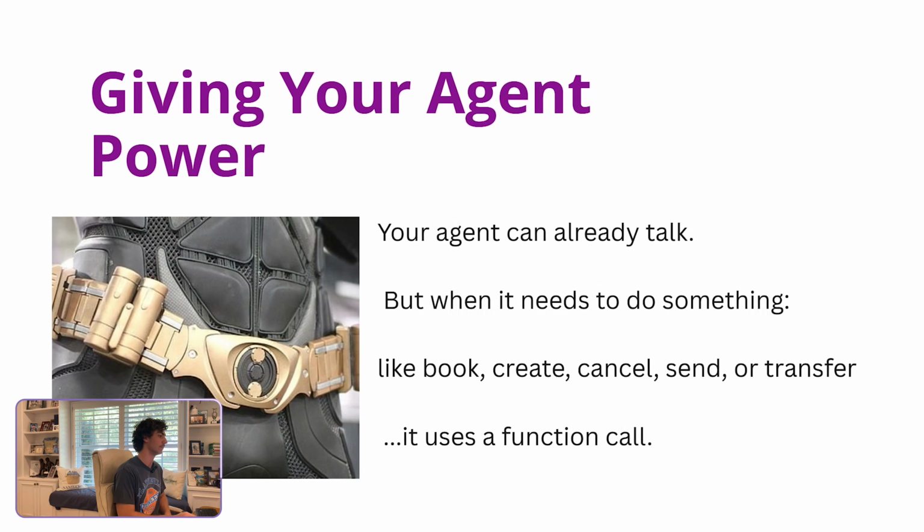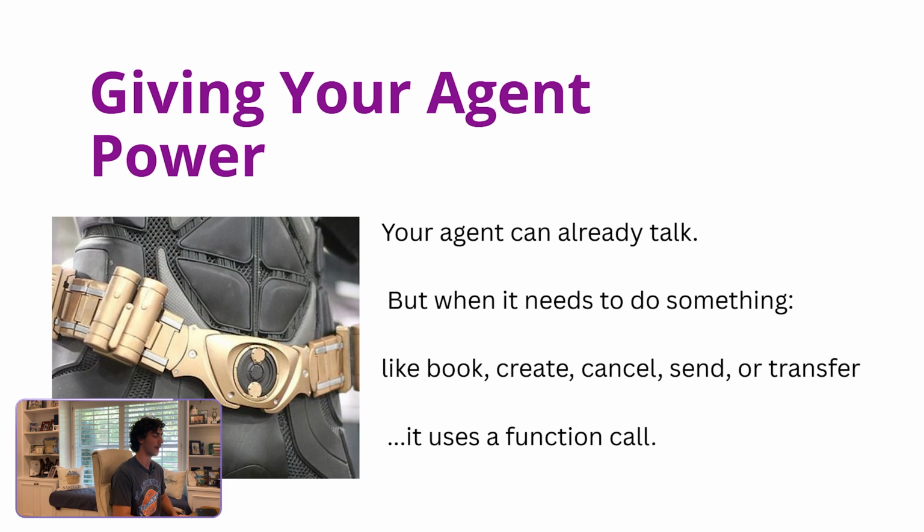So let's hop into the presentation. Giving your agent power, I like to think of it like Batman's tool belt, because your agent can already talk and it has access to all this information. But when it actually needs to do something like book a call, create perhaps a new lead in your CRM, cancel a booking, send information like an email somewhere, or transfer a call, it uses a function call. And this is sort of your Batman's tool belt of things your agent can now do. You can give it the power to really take it from, oh, this is cool, to something you can really use in your business.